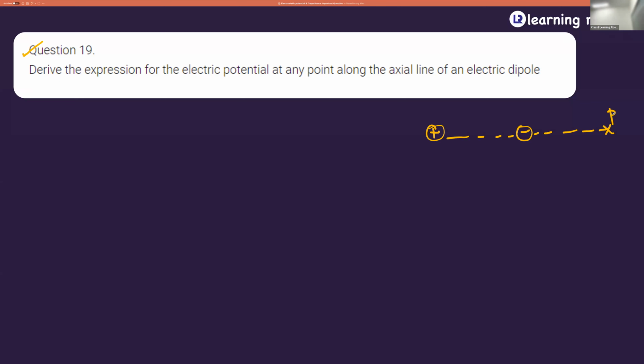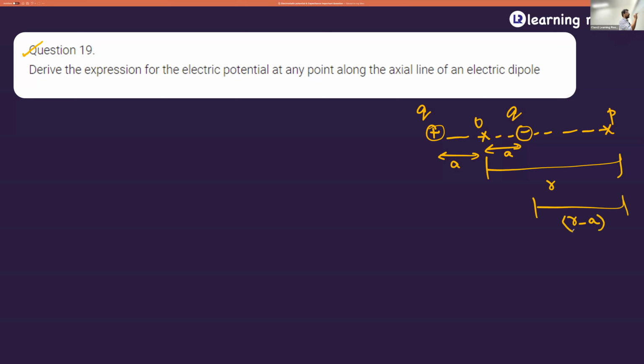See, if you are taking this to be the positive charge, this to be the negative charge, and this is the point at which the potential is expected to be calculated, which is an axial point, you take the center as O and this distance to be R. So the first point to be remembered: for a dipole, all the distances of the points are always measured from the center of it. Second, this distance is A, this distance is also A. So how much will this distance be? R minus A, and this distance will be R plus A.